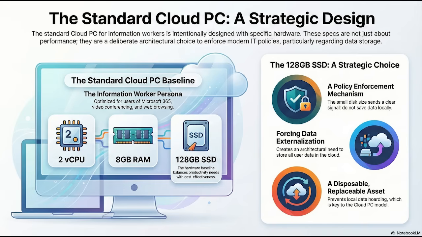Okay, 2 vCPUs, 8 gigs of RAM. That feels pretty standard for productivity work. Right. It's optimized for users whose main tools are the M365 suite, video conferencing, web browsing. It's all about responsiveness for those common tasks. But I have to pause on that storage. 128 gigabytes. That's small for a corporate machine. Feels like a very intentional constraint. Oh, it is. It's more than just a technical spec.